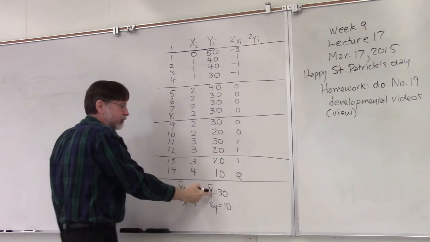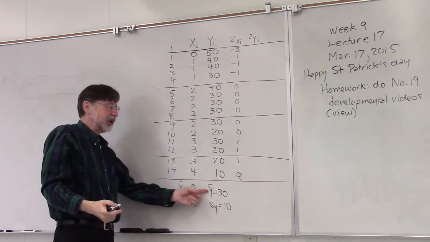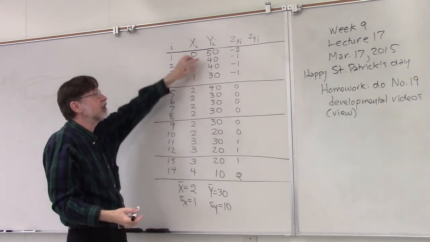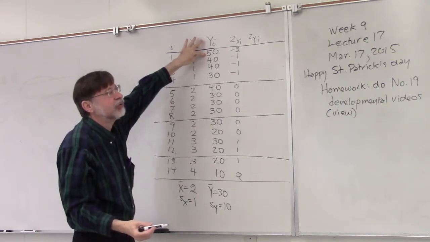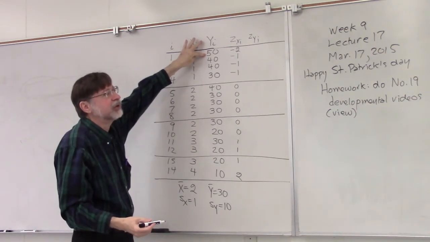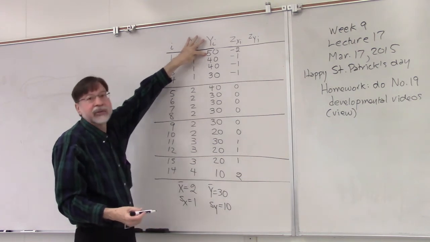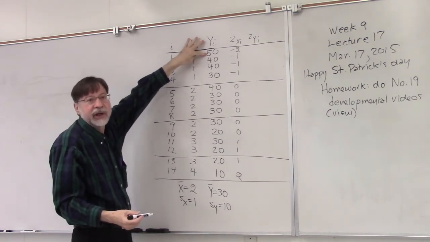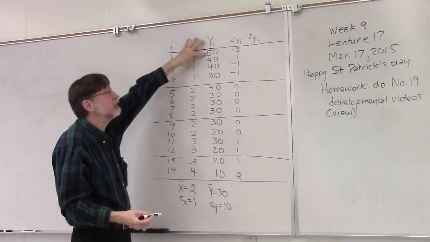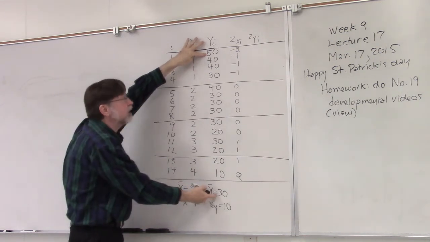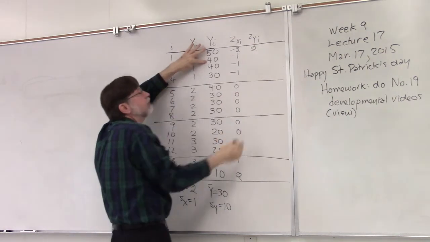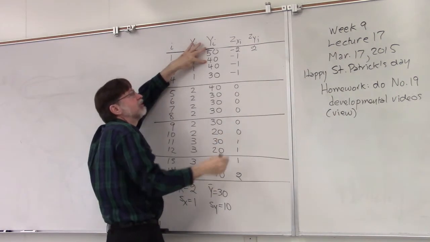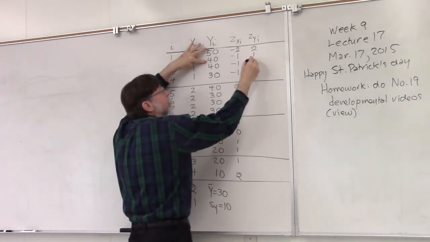The mean of y was given to you as 30, and the standard deviation 10. So we're going to take 50. The z-score for y is the same formula, except we substitute in y instead of x. So we take y sub i minus y bar divided by s sub y. So that's 50 minus 30 divided by 10 is positive 2. And 40 minus 30 divided by 10 is plus 1.